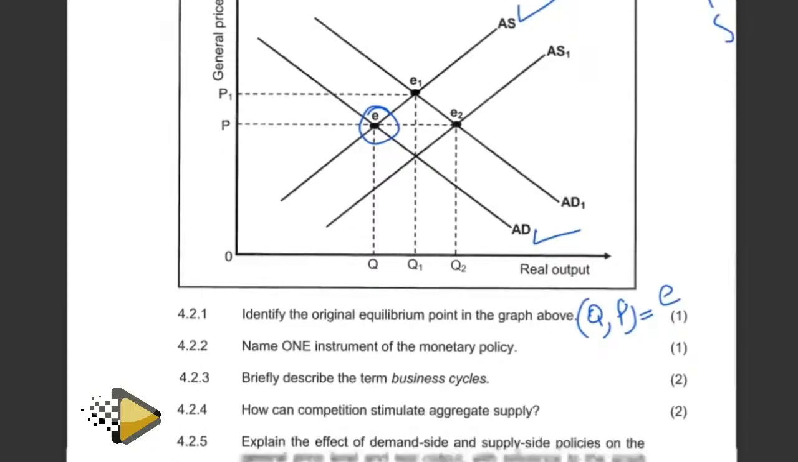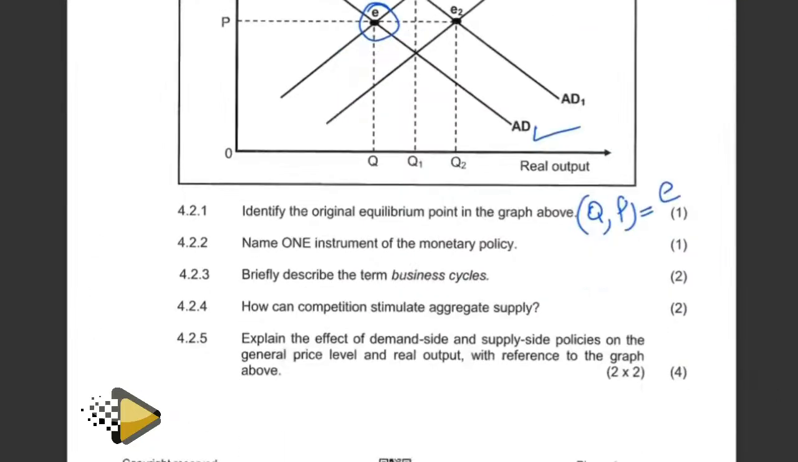So now let's move on, grade 12. We move on to 4.2.2. Name one instrument of the monetary policy. One of the instruments of the monetary policy we have is the interest rate, as well as the money supply.